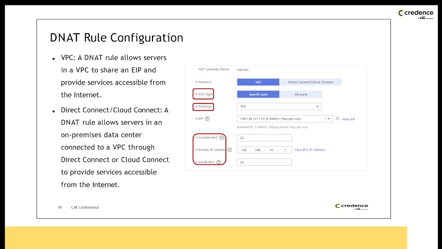For the NAT rules configuration, when you configure the SNAT, then you need to configure the DNAT. A DNAT rule allows servers in a VPC to share an IP and EIP and provide services accessible from the internet. From the internet, traffic will go to our server inside the cloud. For Direct Connect or Cloud Connect, a DNAT rule allows servers in an on-premises data center connected to a VPC through either Direct Connect, DC, or Cloud Connect, CC. You need to choose which one. Then put in the outside port, the IP address, the inside port, and this is the EIP.